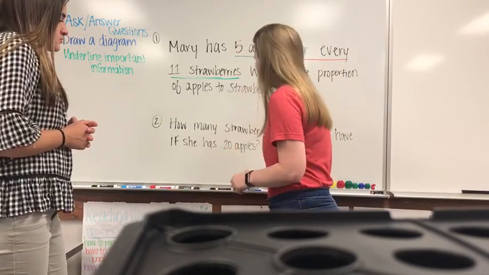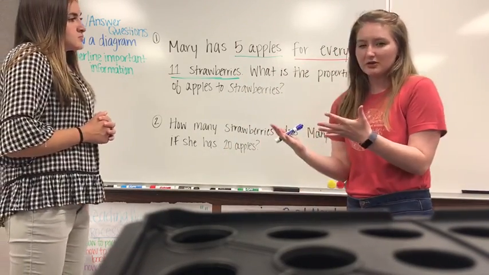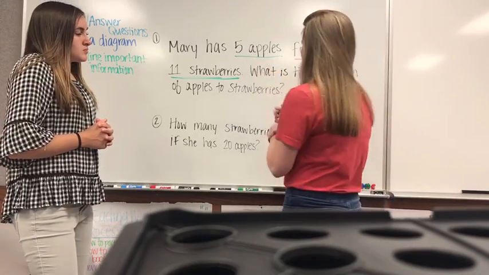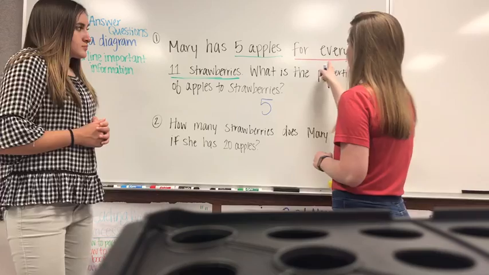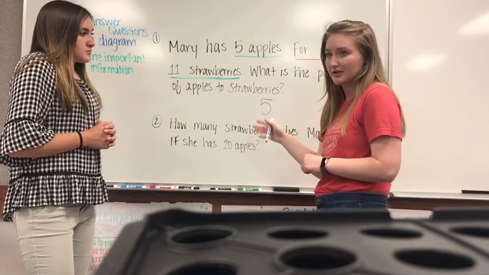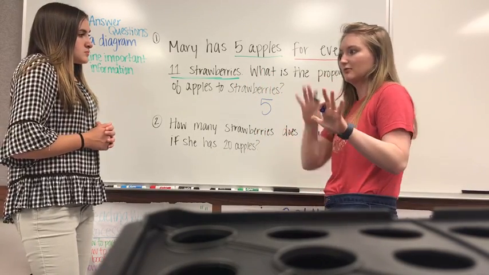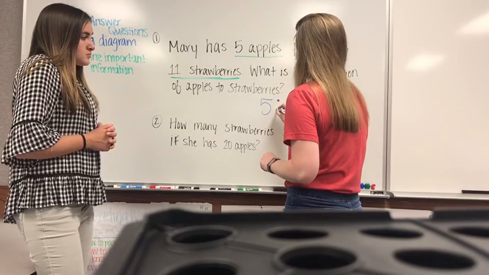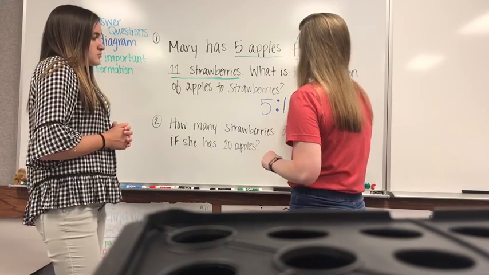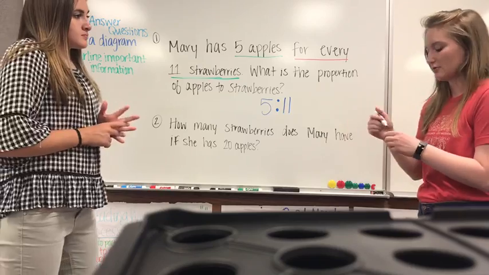So when I'm setting up our proportion, this one's really simple. It's 5 apples, so I know I'm going to start with 5. And then it's for every 11 strawberries. So I have 5 apples and 11 strawberries. They go together. So to set up a proportion, a ratio, that's all it is for this problem.